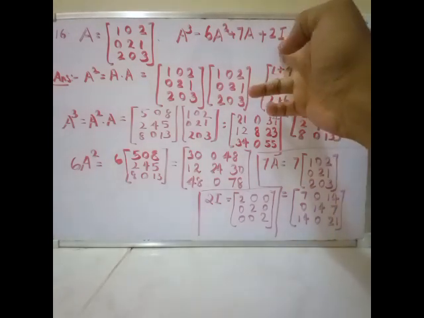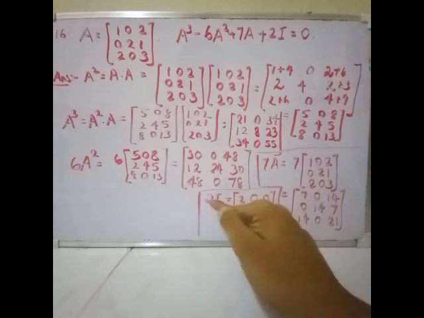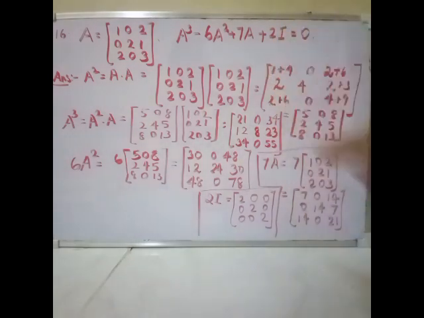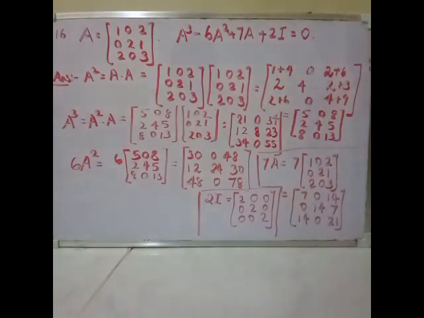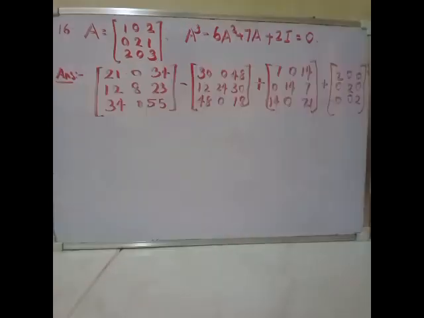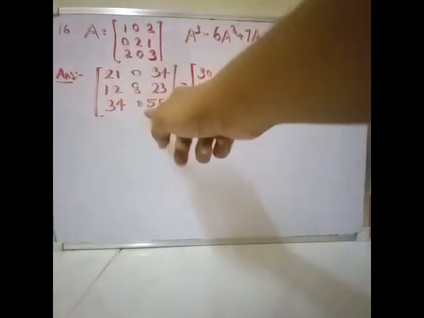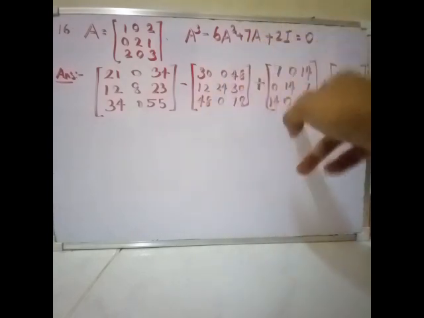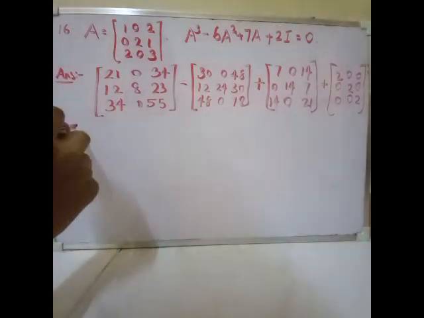And finally 2I, right? 2I, it's an identity matrix, right? But instead of 1, we are putting everything as 2. That's the only difference, because we are having 2I. So now let's solve this equation and find out if it is equal to 0 or not. So now according to the equation, I have just replaced A cubed by this matrix, 6A squared as the matrix we found out before, and 7A and 2I. Now we have to just add and subtract.